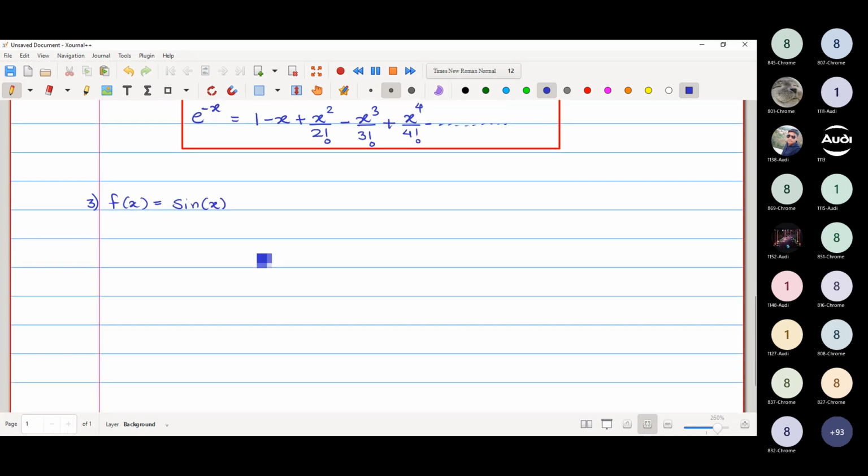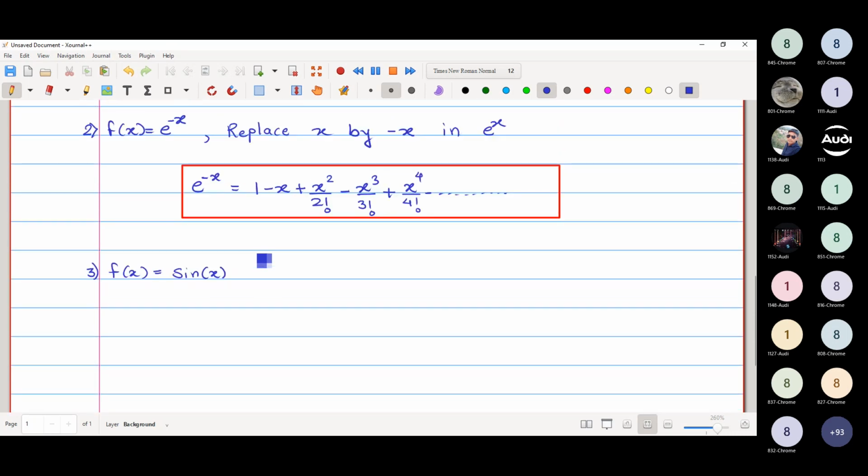Chalo, I will do it. How will you do it for sin x? Derivative, was it not? First we know f of x. f of x is sin x. We will do it first. So start with f of x and find out the corresponding f of 0. Can you tell me what is f of 0? 0. Sin 0 is 0.